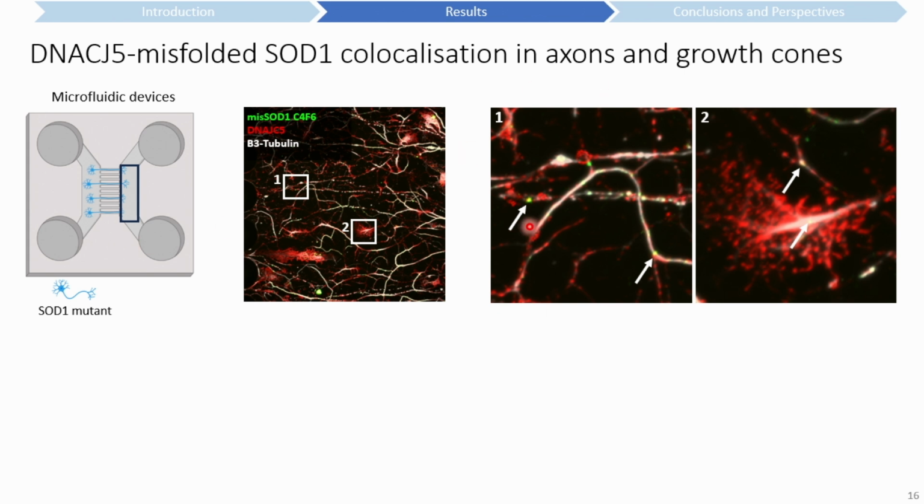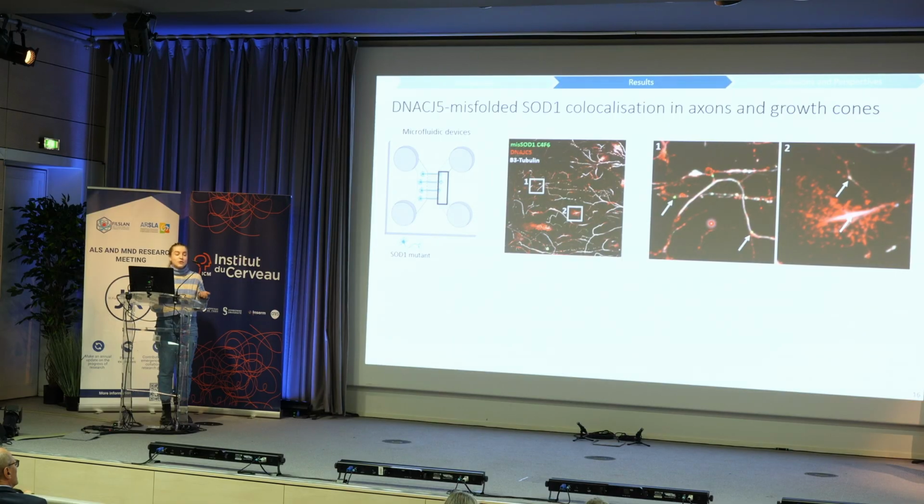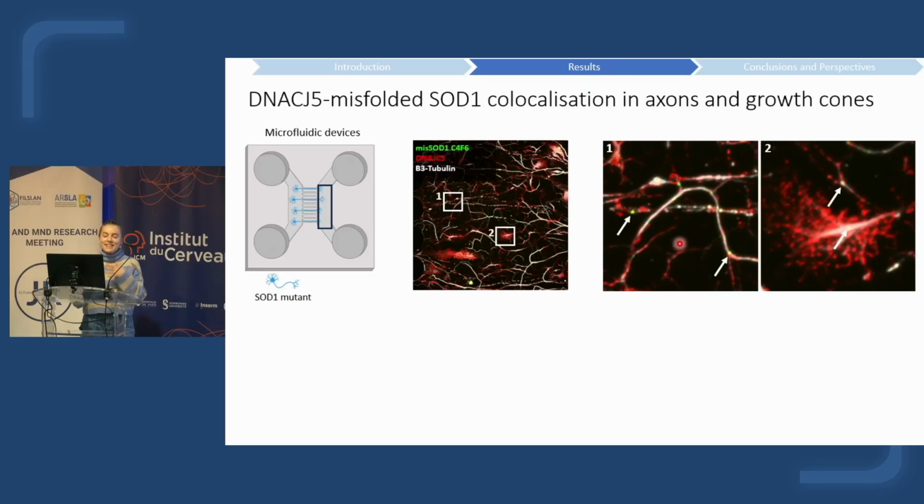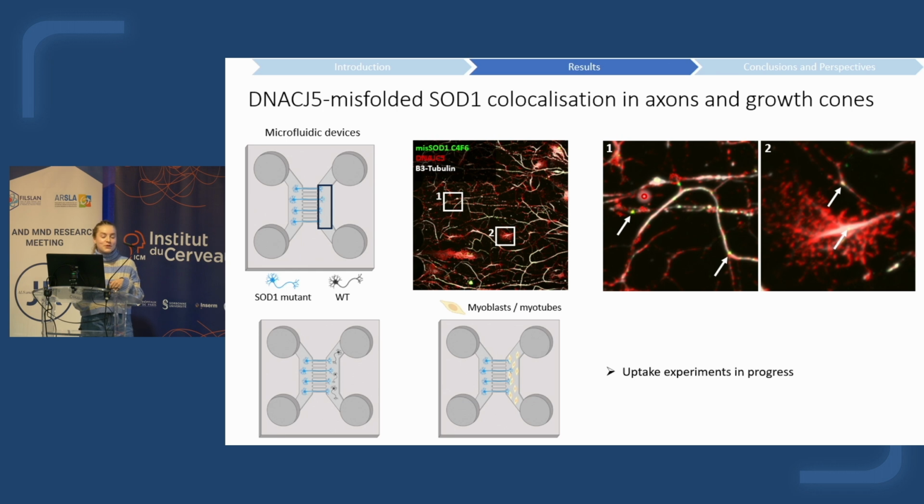And as you can see here in the neurite and also in a growth cone, you can see some green spots, showing misfolded SOD1 inclusions, and some of them colocalize with DNAJC5, which leads us to suggest that there might be a transfer of those complexes through synapses. And that's why at the moment we are performing experiments where we add on the other chamber either wild-type motor neurons or muscle cells to see if there is an uptake by those cells.